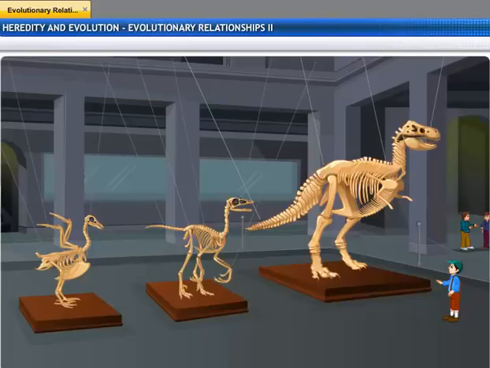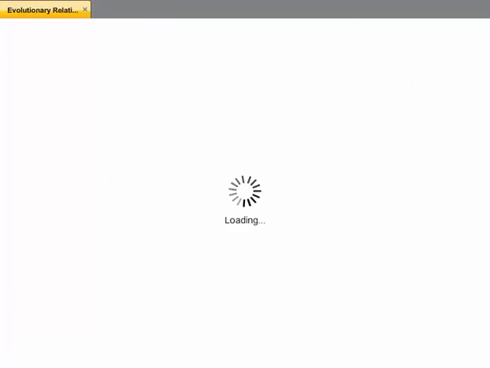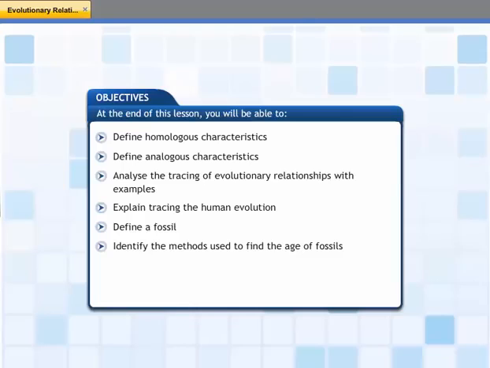However, there are several other pieces of evidence of evolution that suggest a link between the different species. In this lesson, you will learn about evolutionary relationships and human evolution.